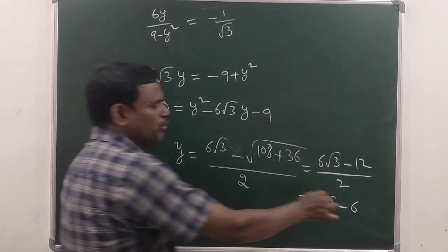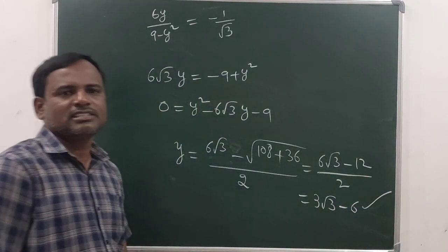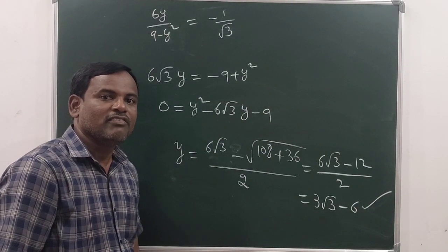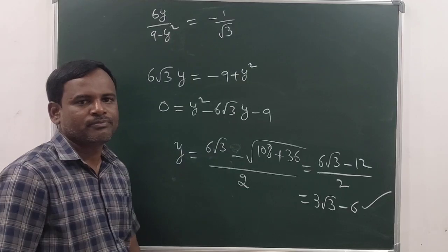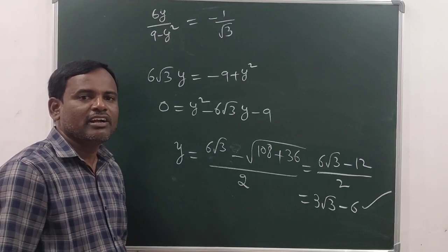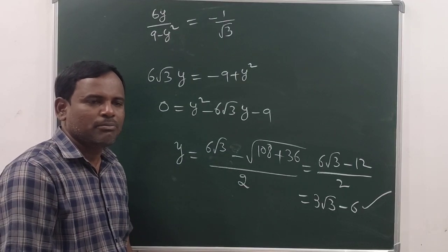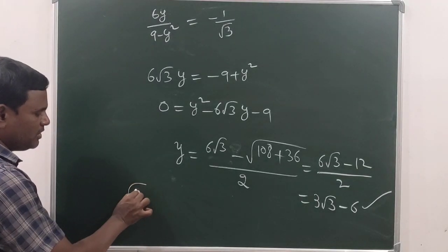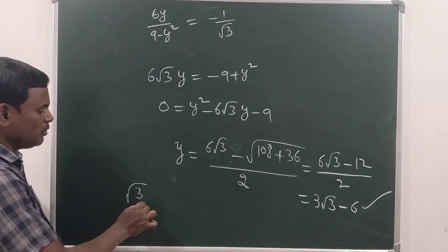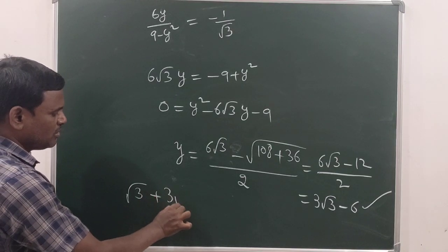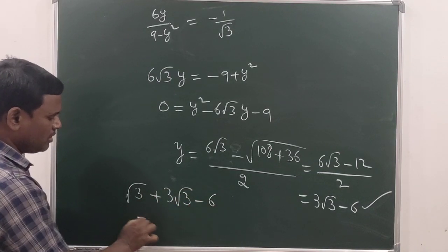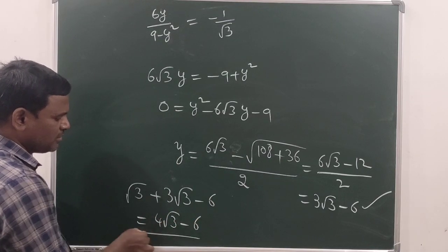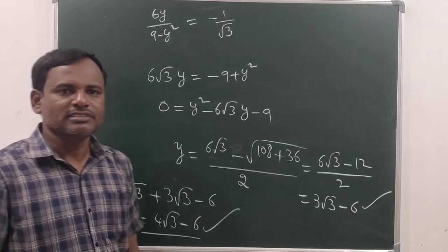In case 2, you got this value for y. In case 1, you got the y value as root 3. Now add both of them. These two are our required solutions. But in the problem, they asked us to find their sum. Now, the sum of the solutions is equal to root 3 plus 3 root 3 minus 6. Now add both of them: 4 root 3 minus 6. So this is your required result.